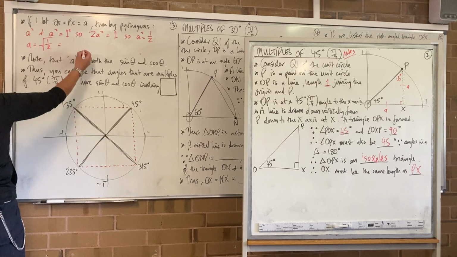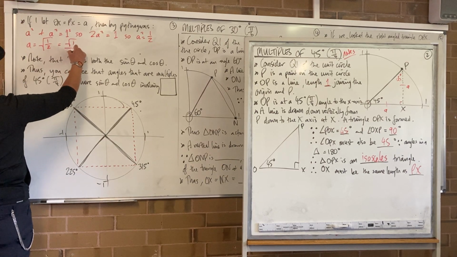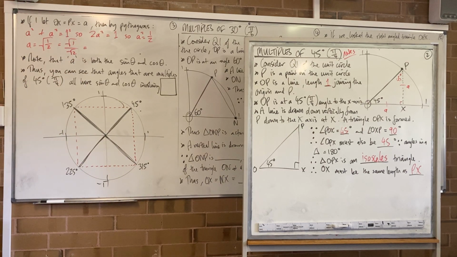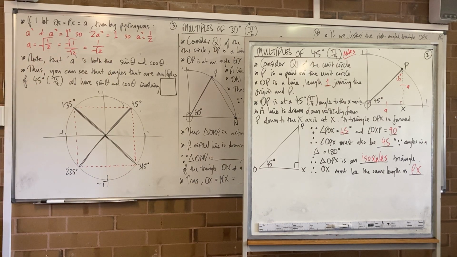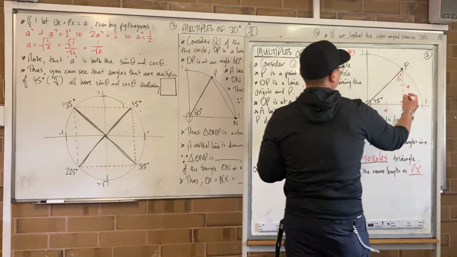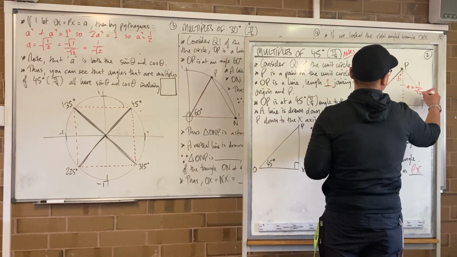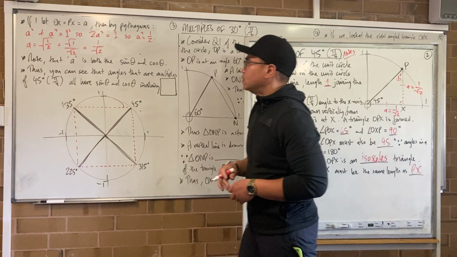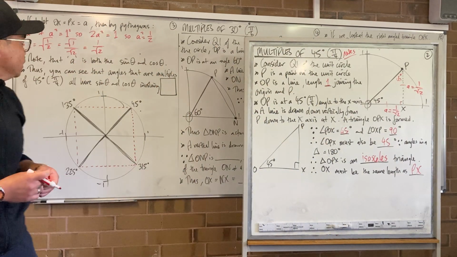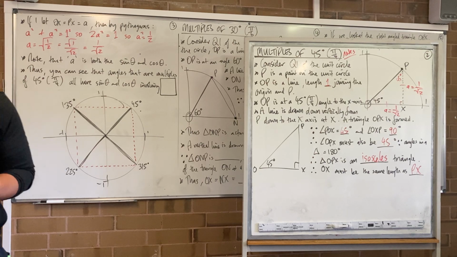What does this cancel down to? Root 1 over root 2. What is the square root of 1? 1. 1 over root 2. So what can I say about this? This length A is equal to 1 on root 2. This length A is also equal to 1 on root 2. Please note that A is both the sine and cosine.